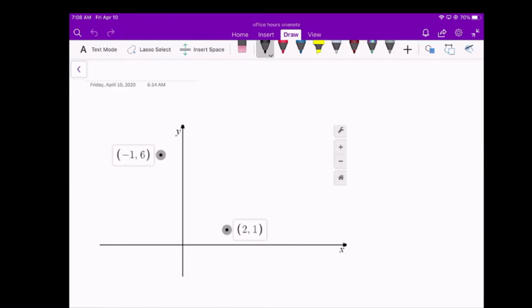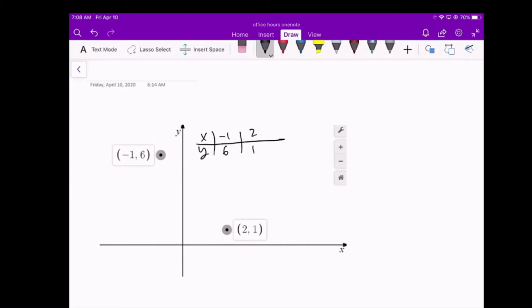Oh golly, they took the grid away from us this time. We'll have to do something a little different. One thing you can do is always make a table. One of the points was x is -1, y is 6. The other point was x is 2, y is 1.